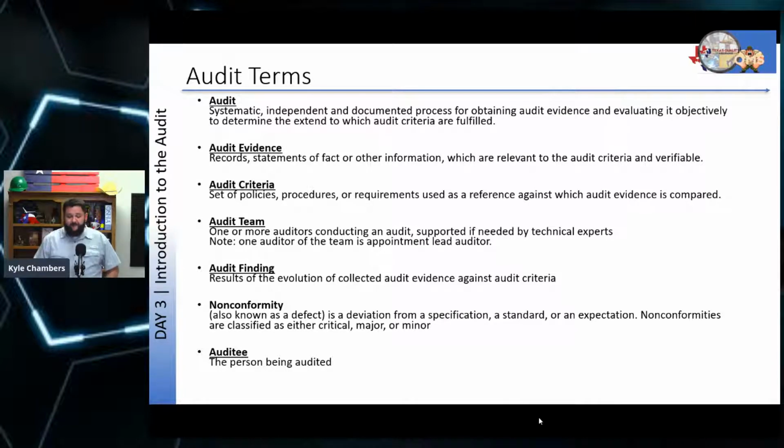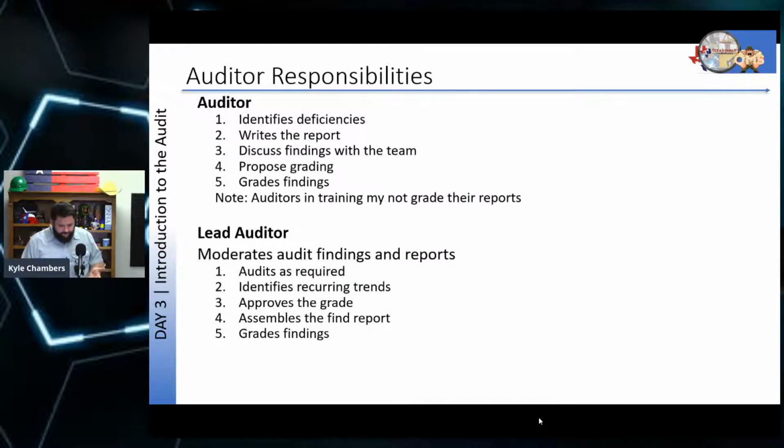An audit finding is the result of an evaluation of collected evidence from the audit against audit criteria. So an example of an audit finding could be this was conforming, this was non-conforming, perhaps an observation. Let's take a look at this in more detail. Non-conformity, obviously, means something did not meet a specified requirement. And auditee is just the person being audited.